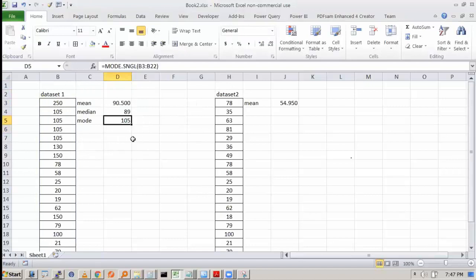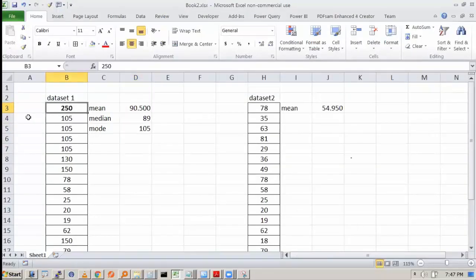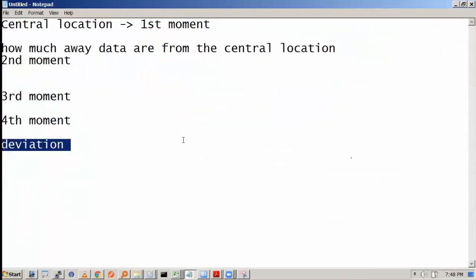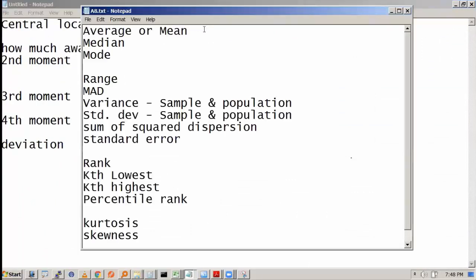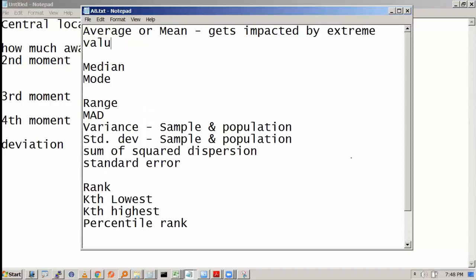I have got 105 as the mode. So one of the things that you have to understand is the mean gets impacted by the outliers. So this is an outlier example. There are various definitions of outliers, but one thing is that an outlier is an extreme value. So the mean, or average, gets impacted by extreme values, not outliers but extreme values. Please note that an extreme value may be an outlier or may not be an outlier.